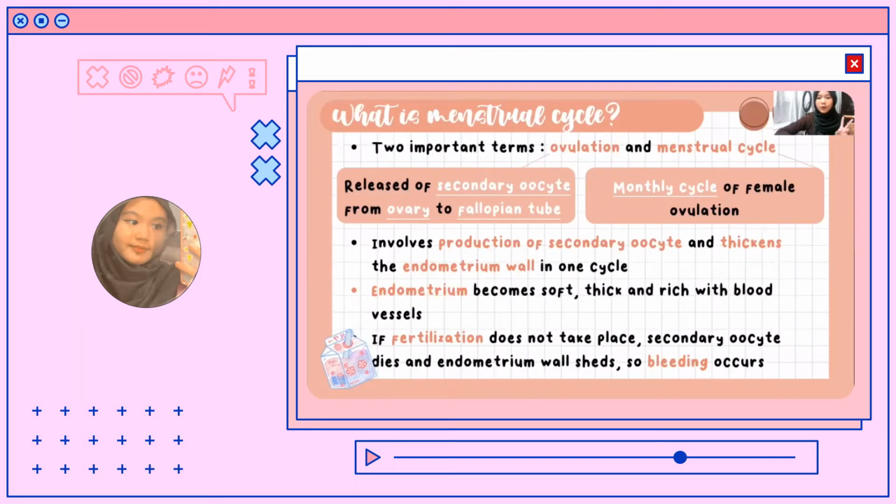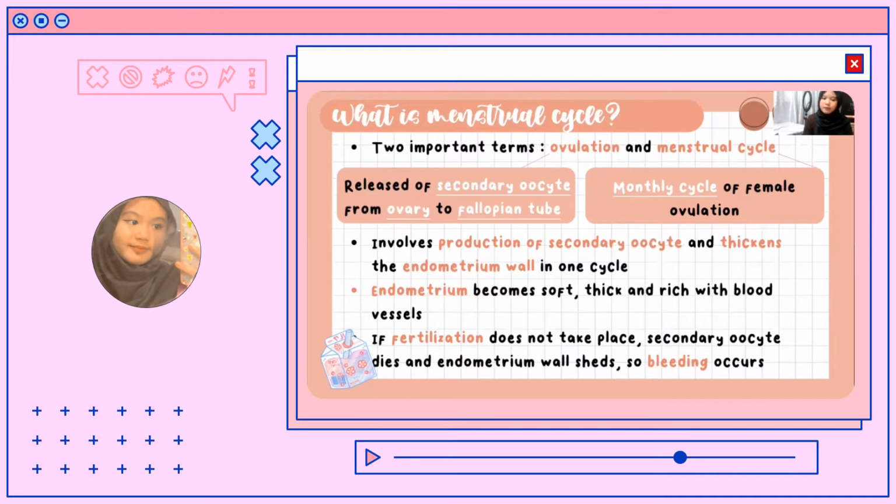There are two important terms that we should know in this topic, which are ovulation and menstrual cycle. Ovulation means the release of secondary oocyte from the ovary to the fallopian tube, while menstrual cycle means the monthly cycle of female ovulation. This process involves the production of secondary oocyte and thickens the endometrium wall in one cycle.